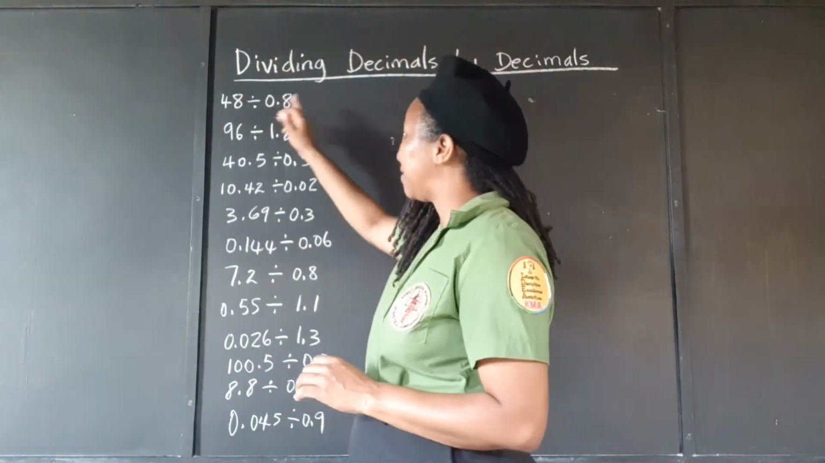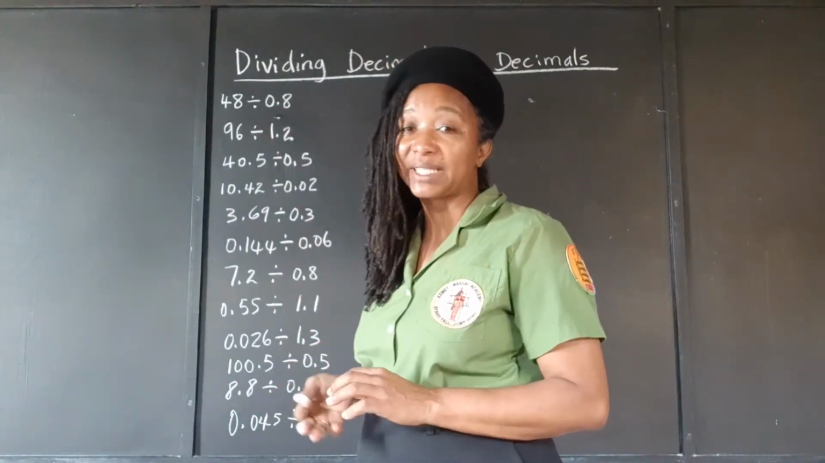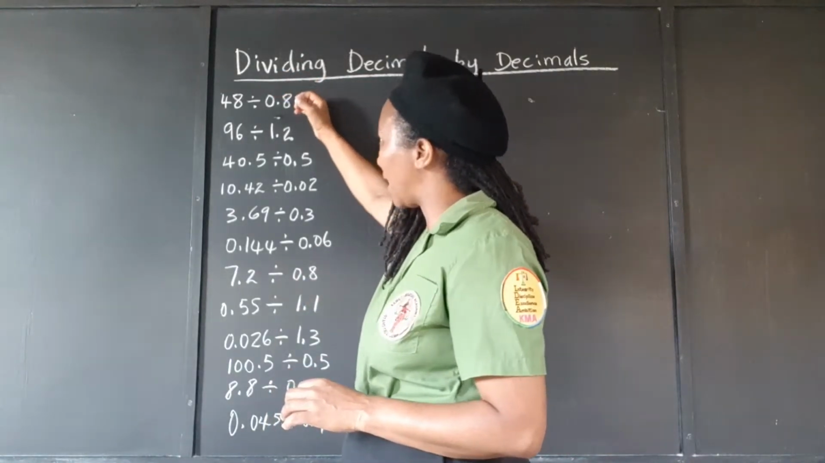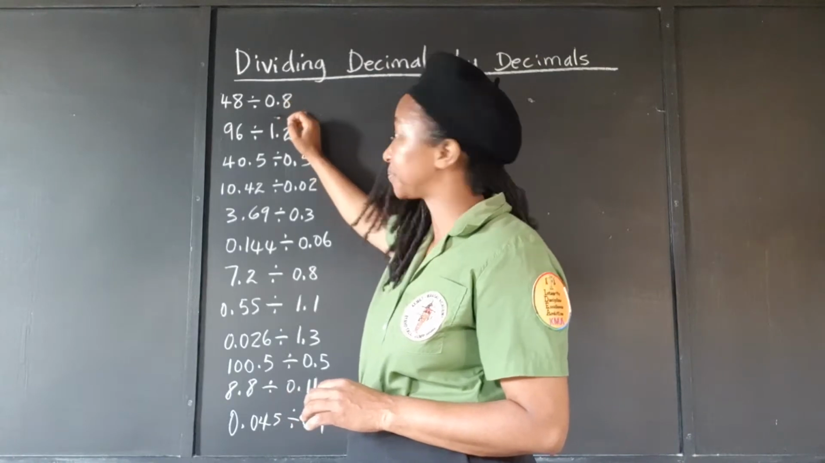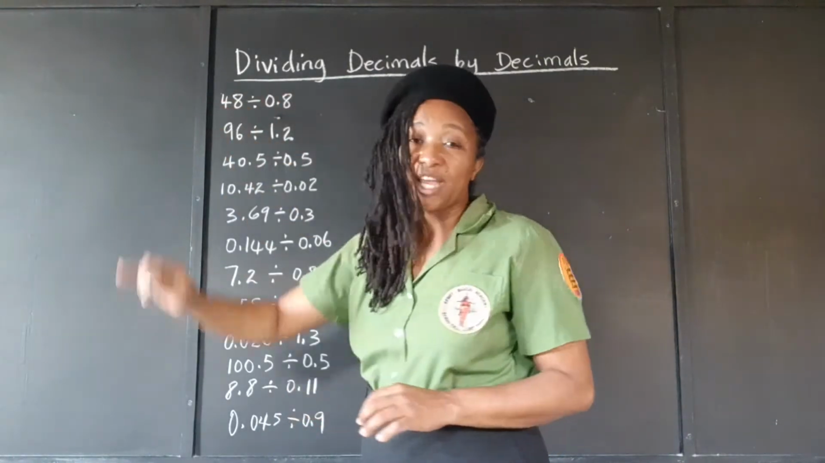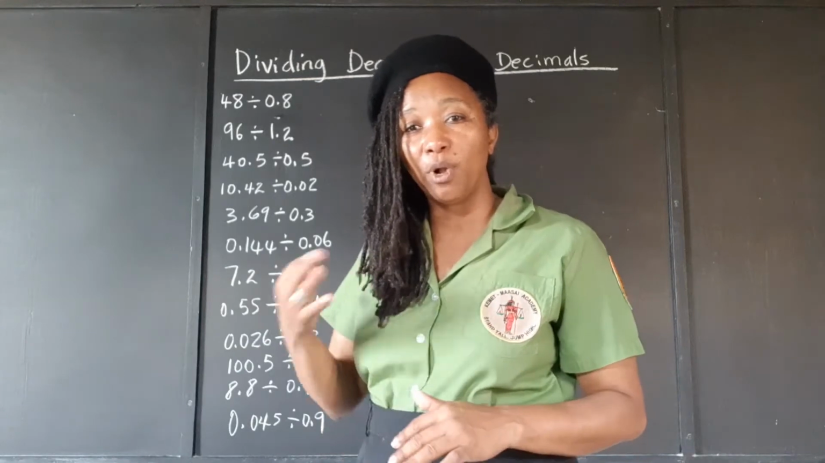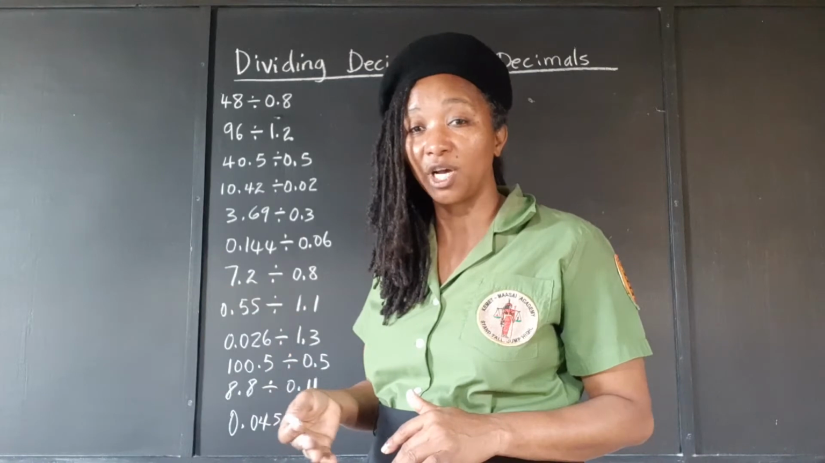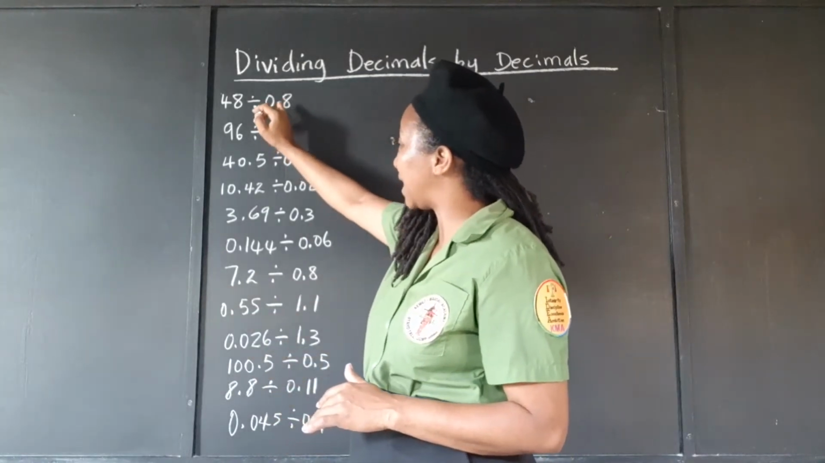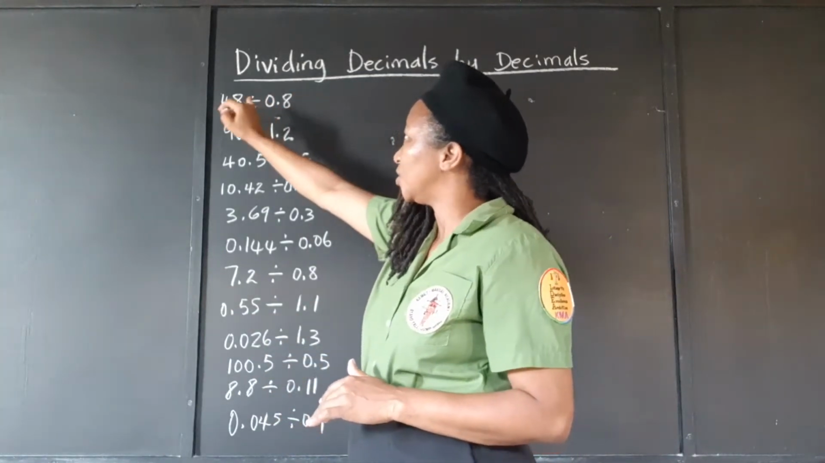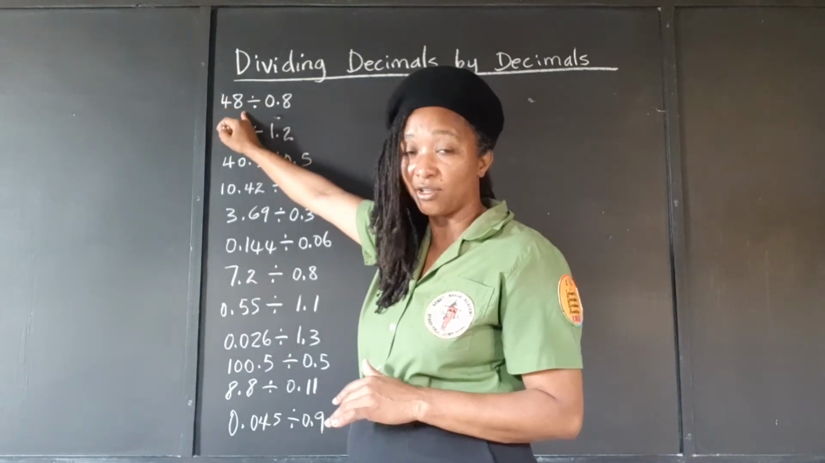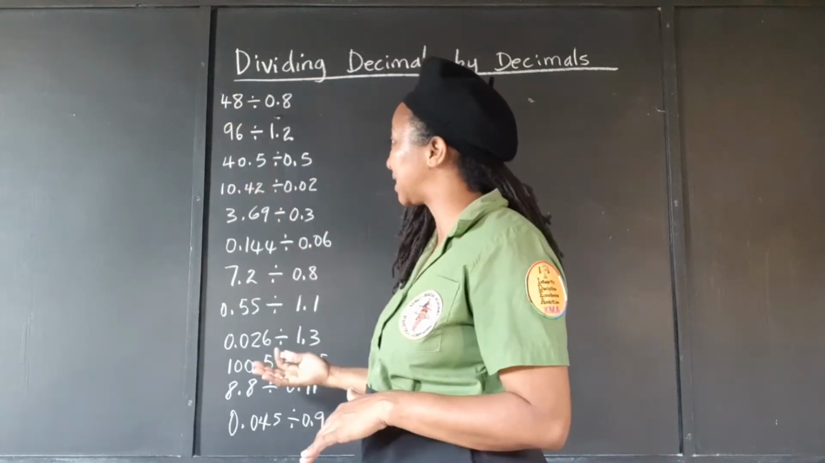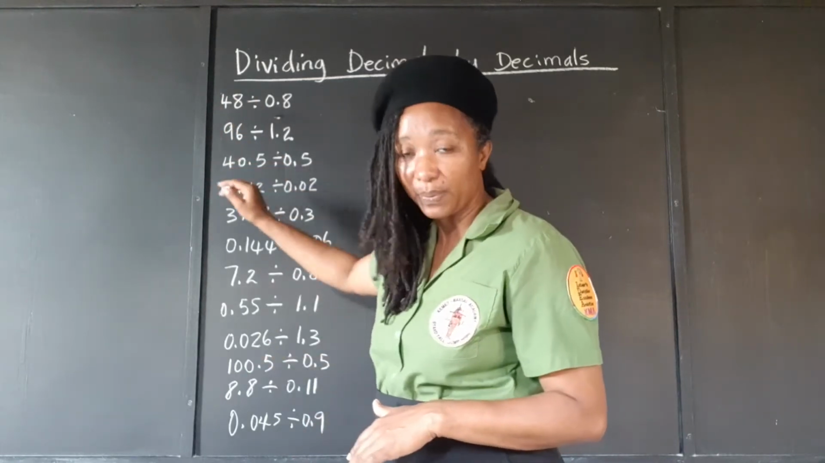So since the divisor is 0.8, we would need to move one place to the right to make this 8. The 48 does not have a decimal point, so to do the same thing to the 48, you would just add a 0, because remember, you're multiplying this by 10 to make it 8, so we need to multiply this by 10 also to balance things off. So we simply will add a 0. If there was a decimal point, we would move one place to the right.